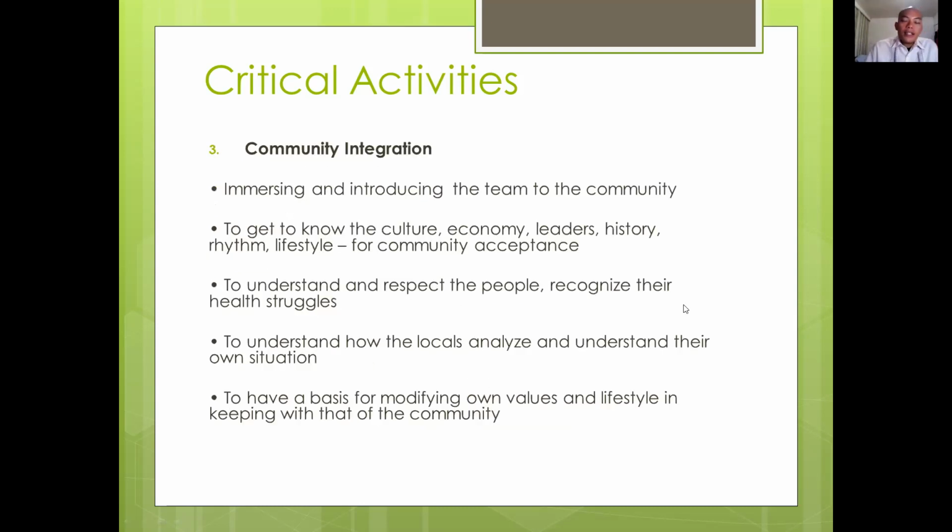Next critical activity is your community integration. Okay, what is community integration? Immersing and introducing the team to the community. So yun ulit yung picture na yun, yung nakikipag inuman sila sa sari-sari store. As they walk around the community, okay, so babatiin mo yung mga tao, magpapakilala kayo. Gusto nyo po magpa-BP, kami po yung mga students from the University of Cordilleras. Okay, so integrate or immerse with the community.